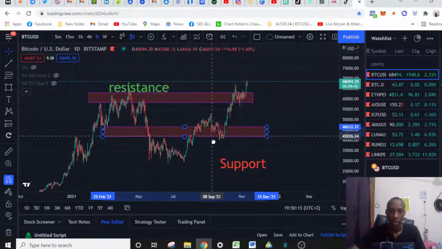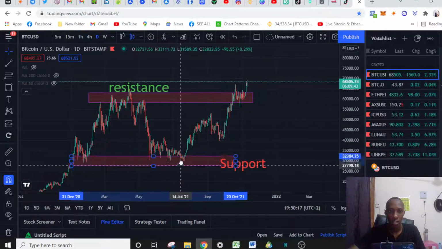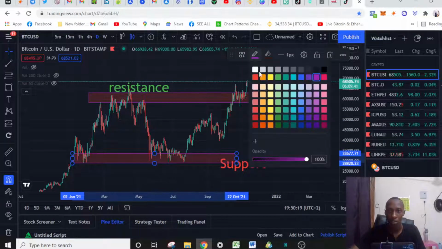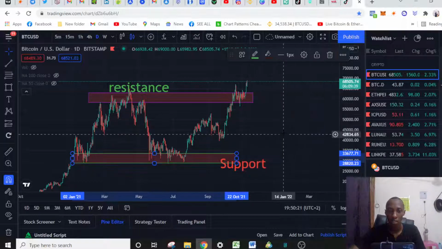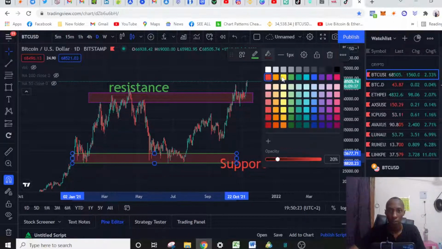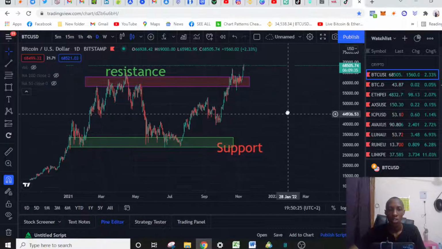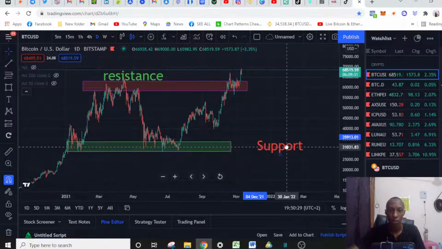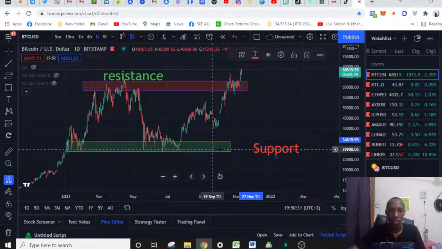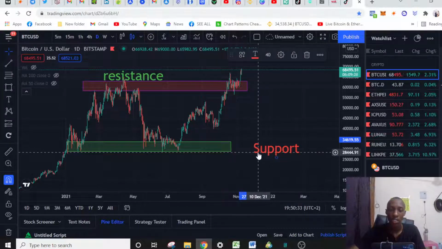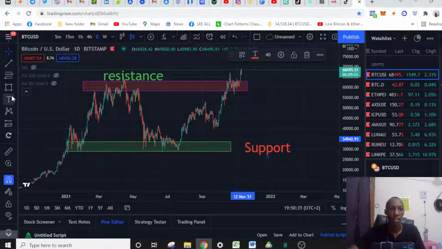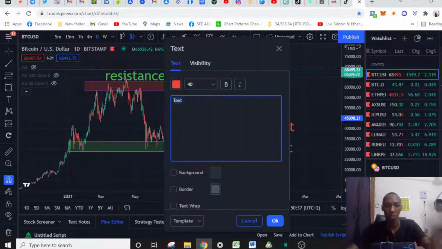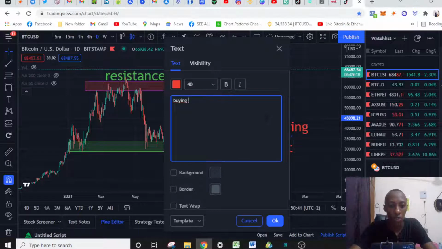So right here, this is the other zone. Let me just change the color of this zone so that it's different. Okay. So now this is our support. What does support mean? Support means there is buying pressure. Let me just type this out. Buying pressure. I want you to understand how the market works.